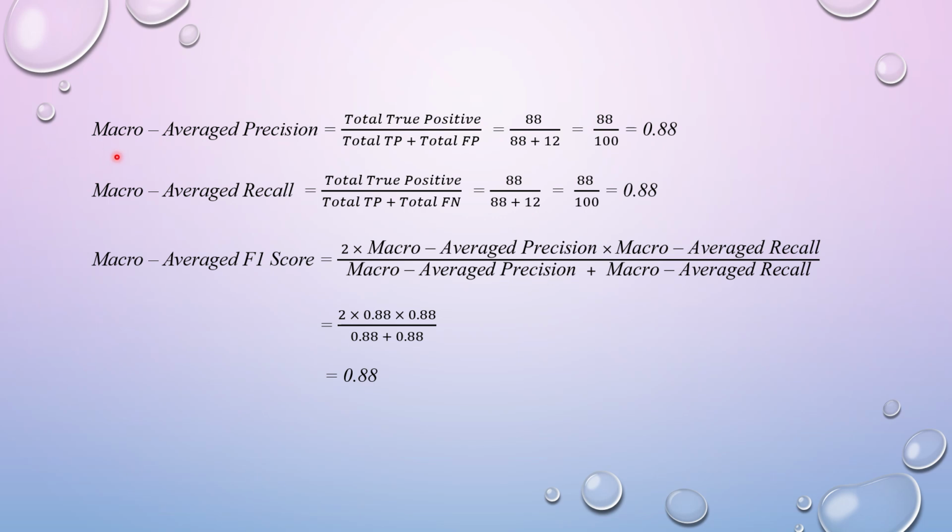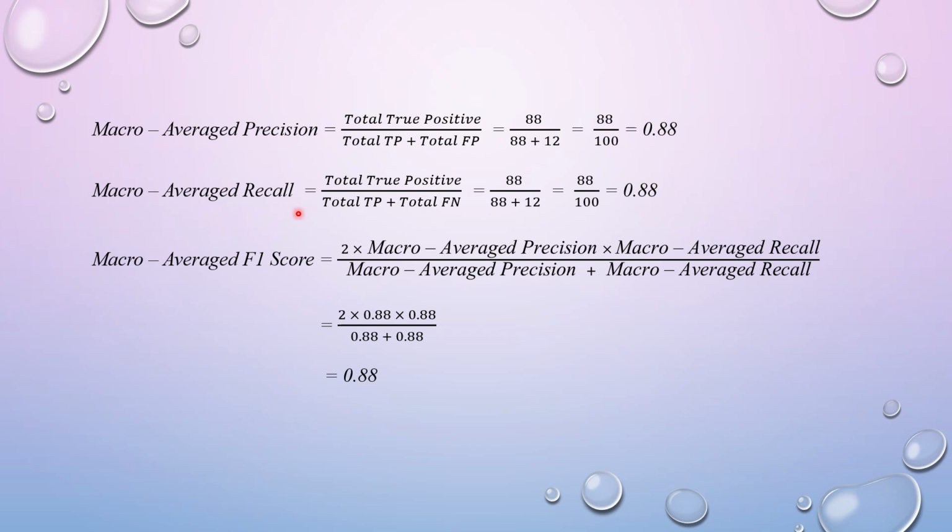Formula to calculate micro average precision, which is equal to total true positive divided by total true positive plus total false positive. So already we calculated total true positive, which is 88 and total false positive, which is 12. So 88 divided by 88 plus 12. 88 divided by 100, which is equal to 0.88. So micro average precision is 0.88.